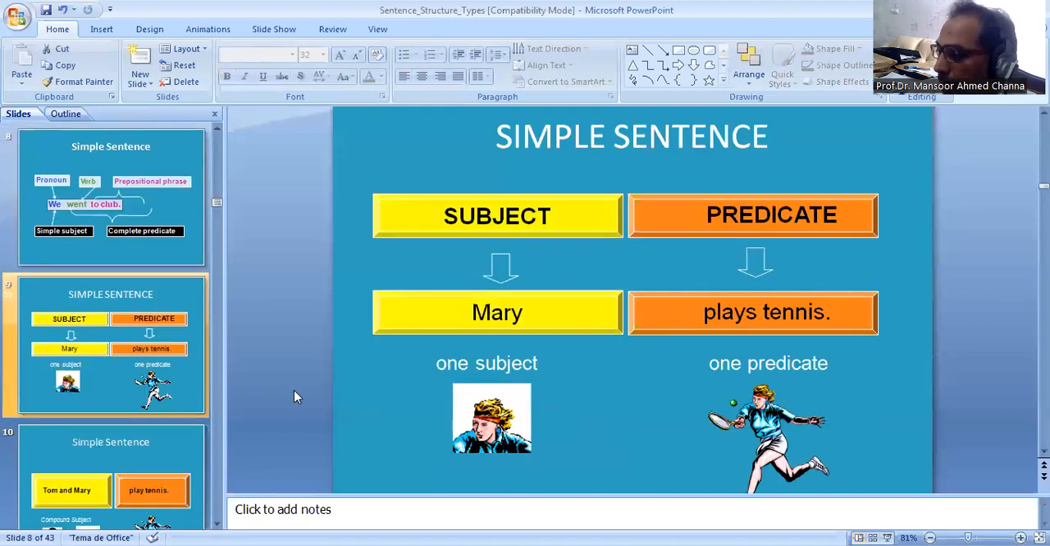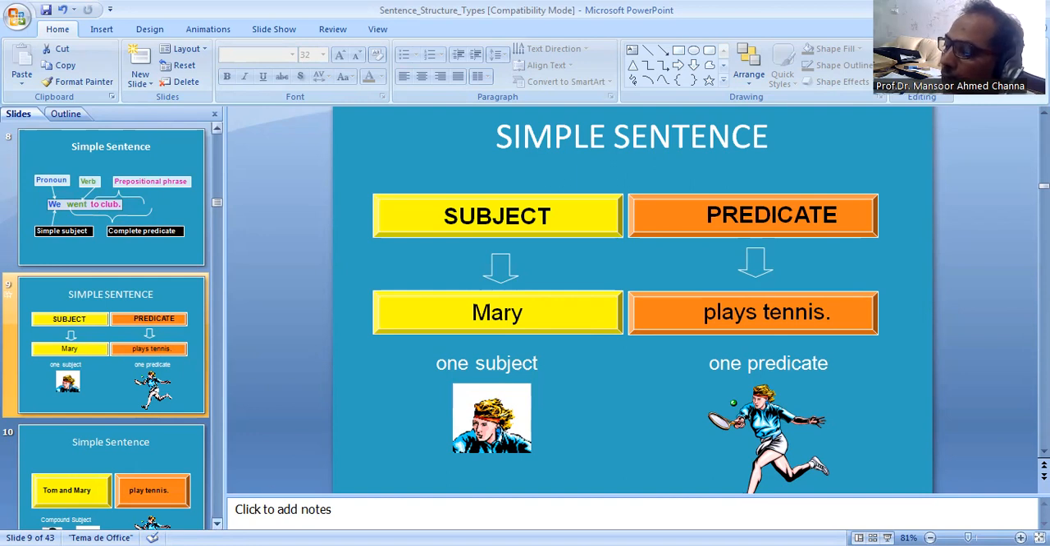Further, if I see again, Mary plays tennis, one subject. Plays tennis, one predicate. I play tennis. You play tennis, we play tennis, he plays tennis, she plays tennis, Ali plays tennis, one subject and one predicate.